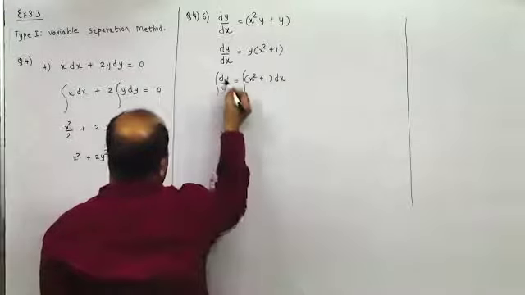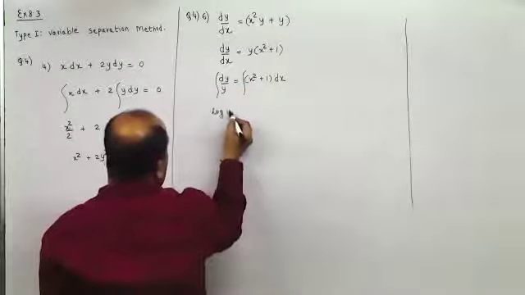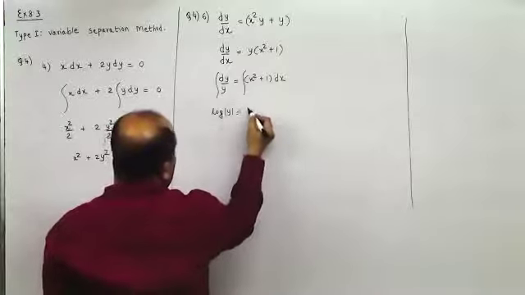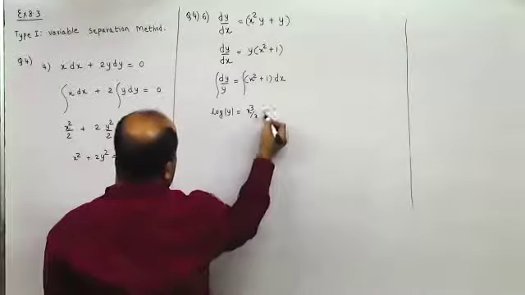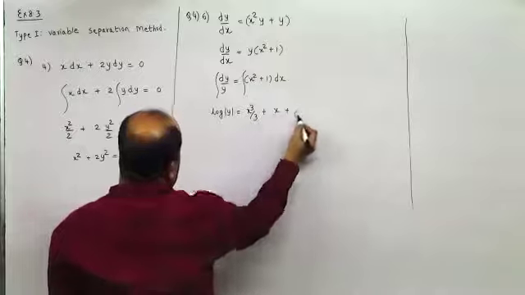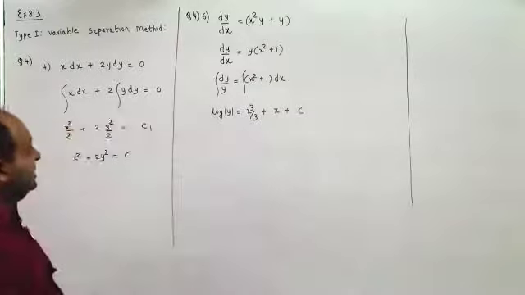Integrate both the sides. What is dy by y? That is log y is equal to, what is the integration of x square? It is x cubed by 3. What is the integration of 1? It is x, and this is plus c. So this is the answer.